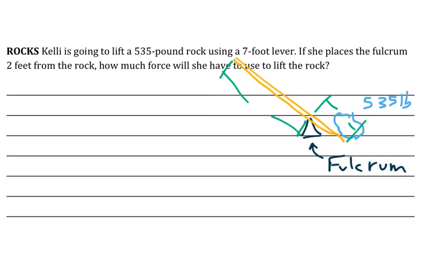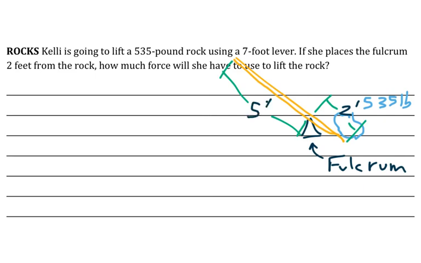As I reread this, I'm trying to transfer the words into a picture to make it easier to understand. She's going to lift a 535-pound rock using a 7-foot lever. If she places the fulcrum 2 feet from the rock, there's the fulcrum being 2 feet from the rock. How much force will she have to use to lift the rock? Well, here's 5 feet.